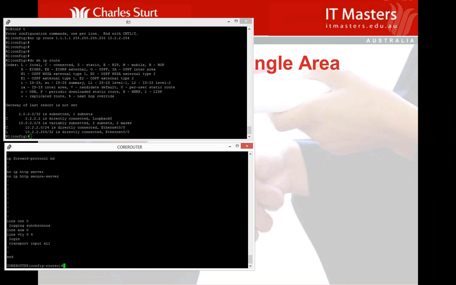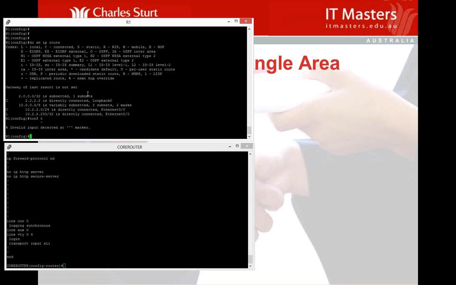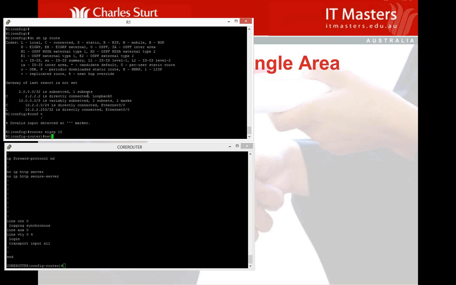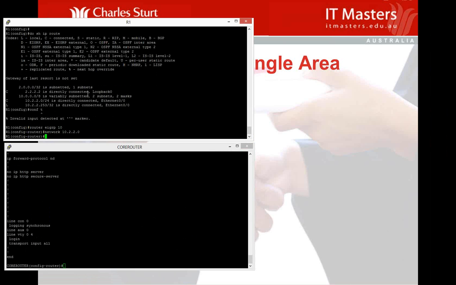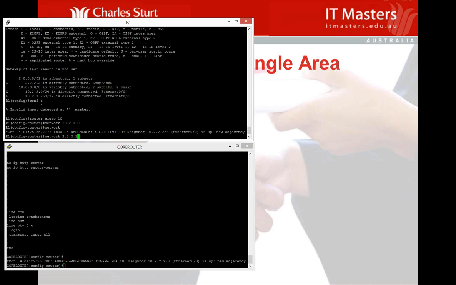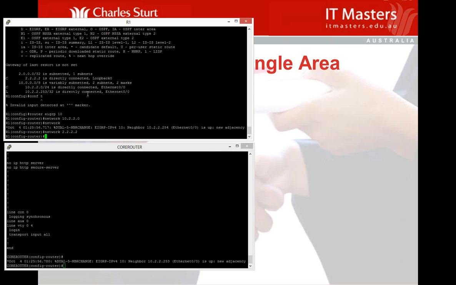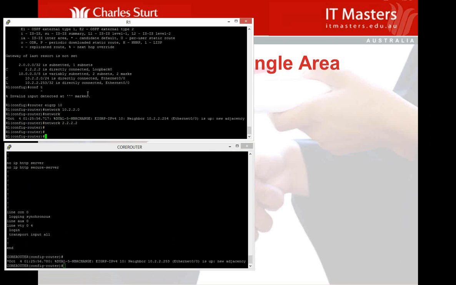Now, by default, it will do that. It summarizes by default. So if we go up to here, and let's configure EIGRP. In configuration mode, router EIGRP 10, network 10.2.2.0 and network 2.2.2.2, and you can see already it says new adjacency formed.